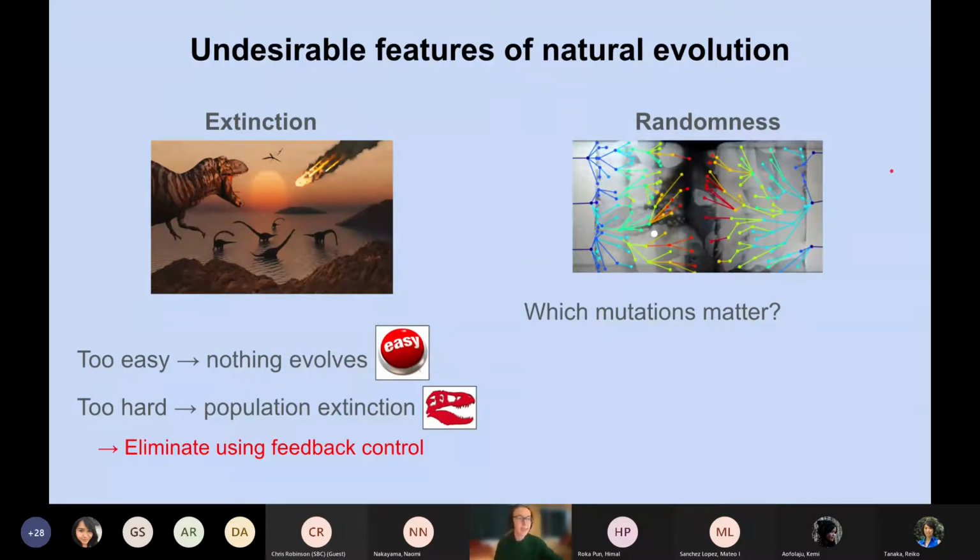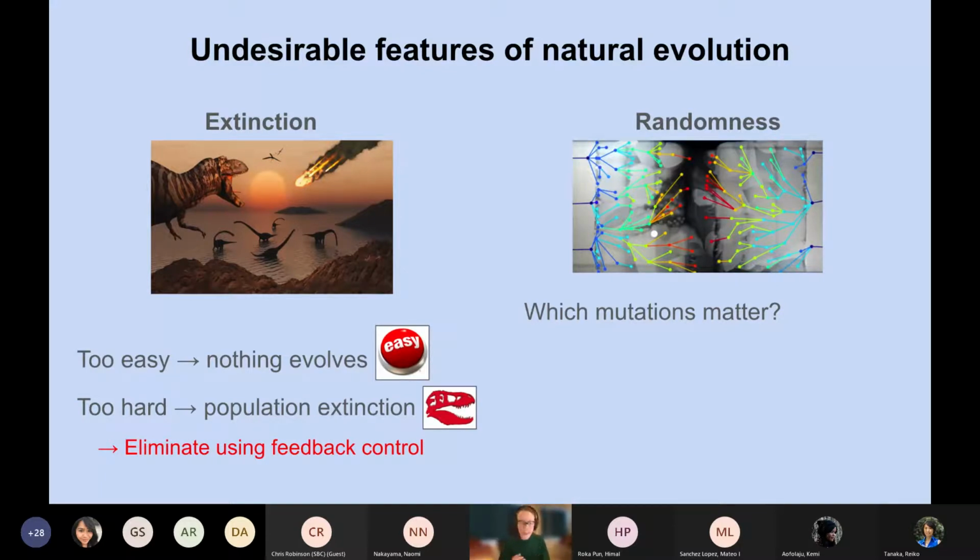Now, the second category of undesirable features of natural evolution that we have to deal with in engineering is randomness. So evolution is a stochastic process. Evolution happens when random mutations accumulate in genes that alter their function. And when you use evolution to do engineering, you can get to the end of an evolution campaign with existential questions.